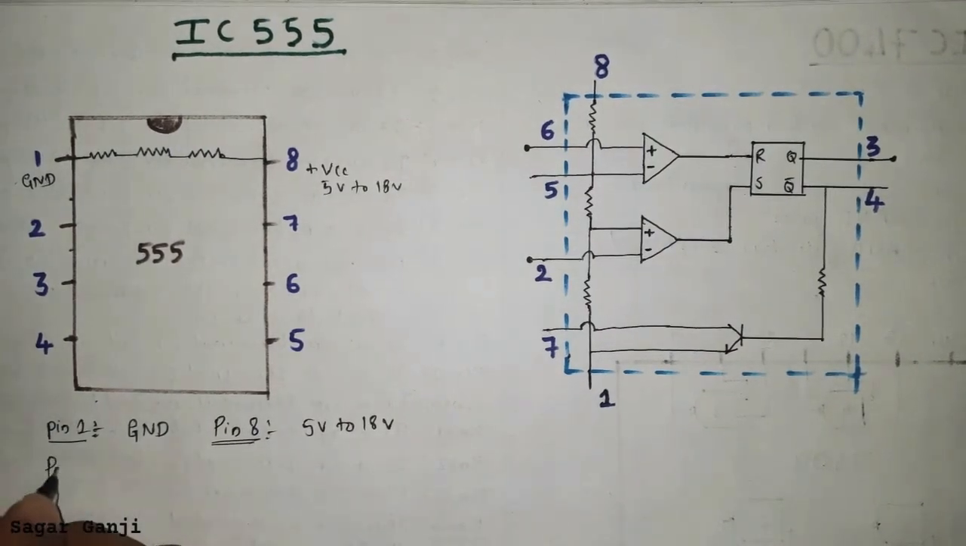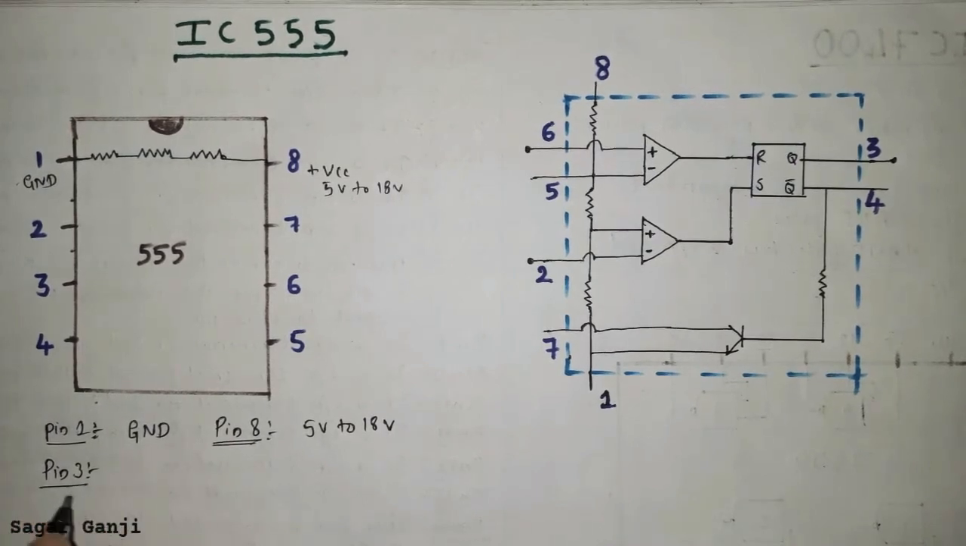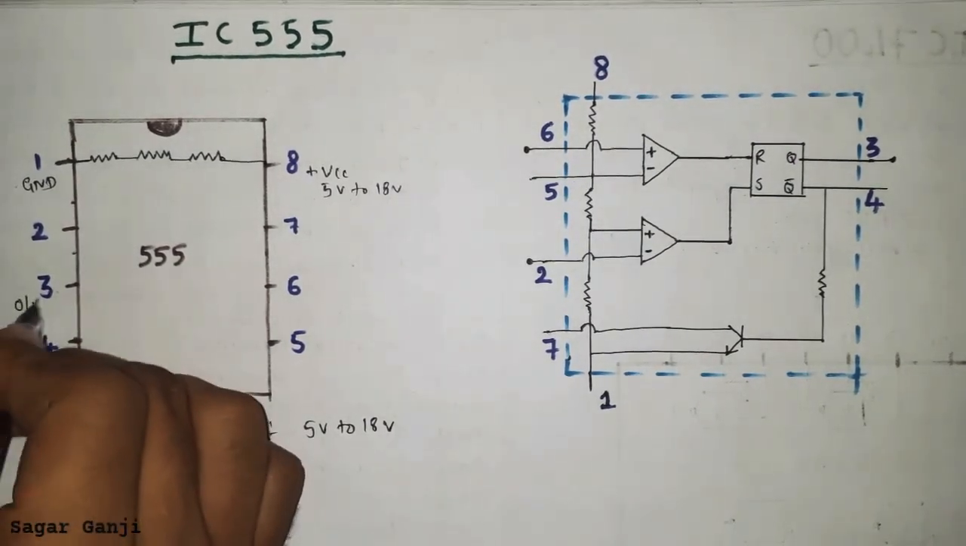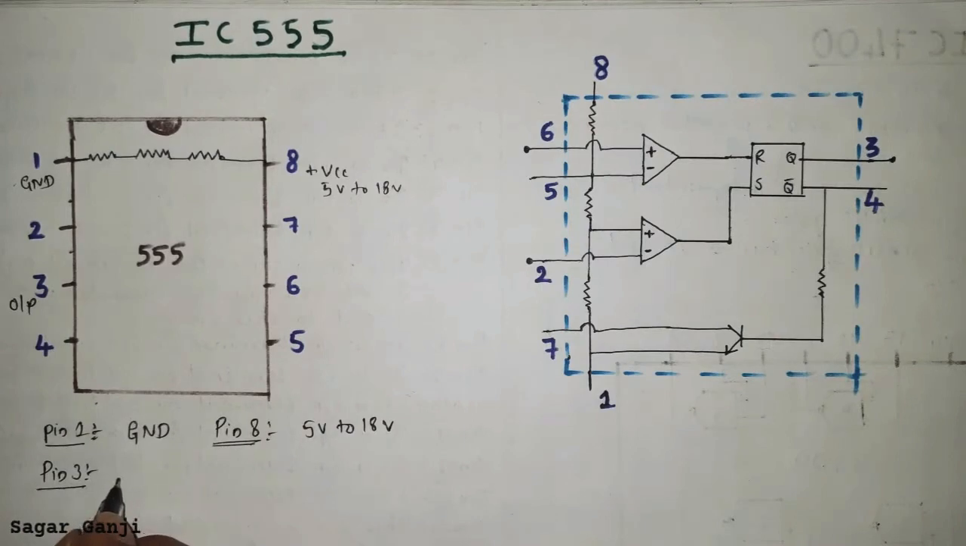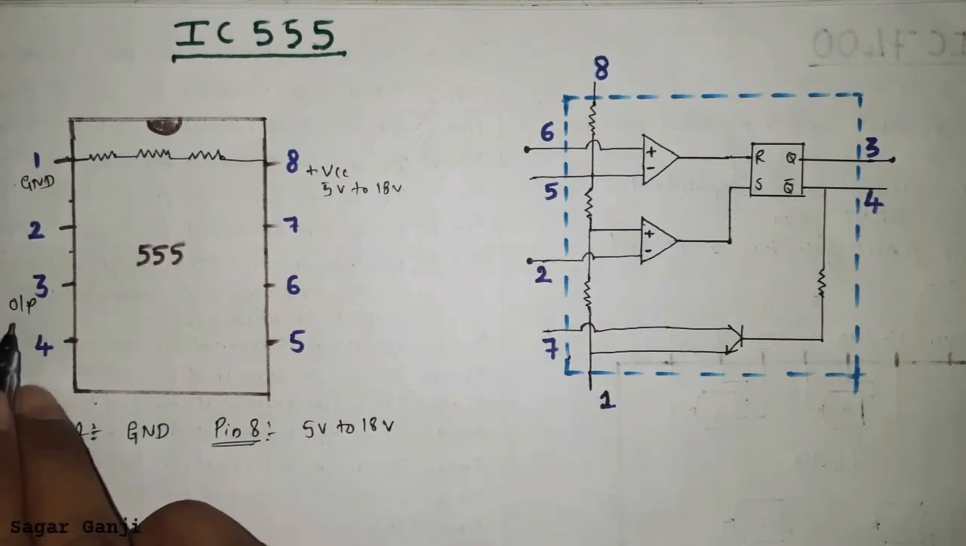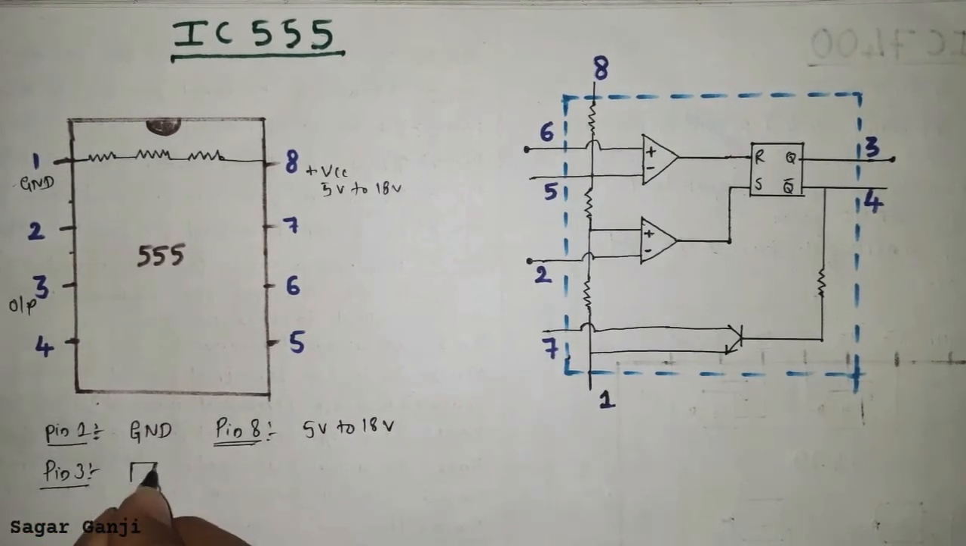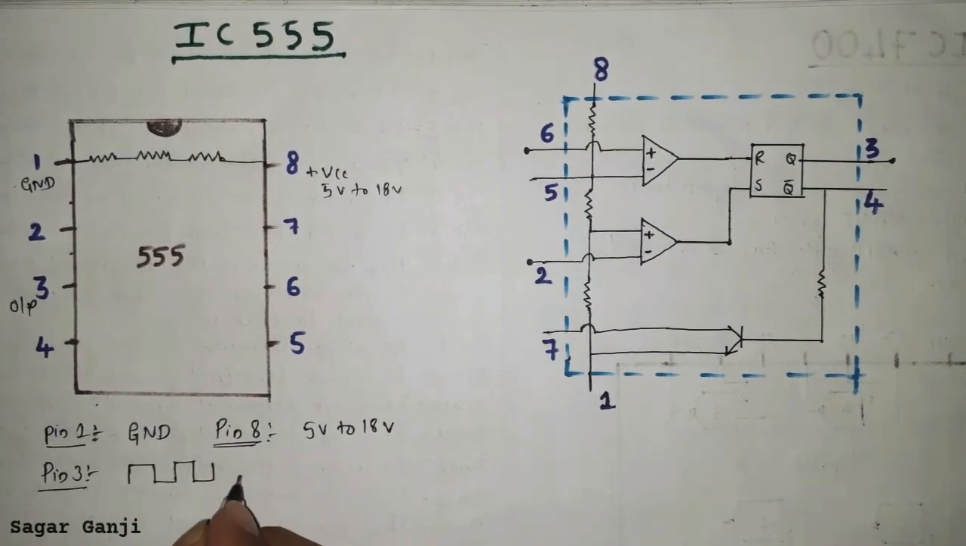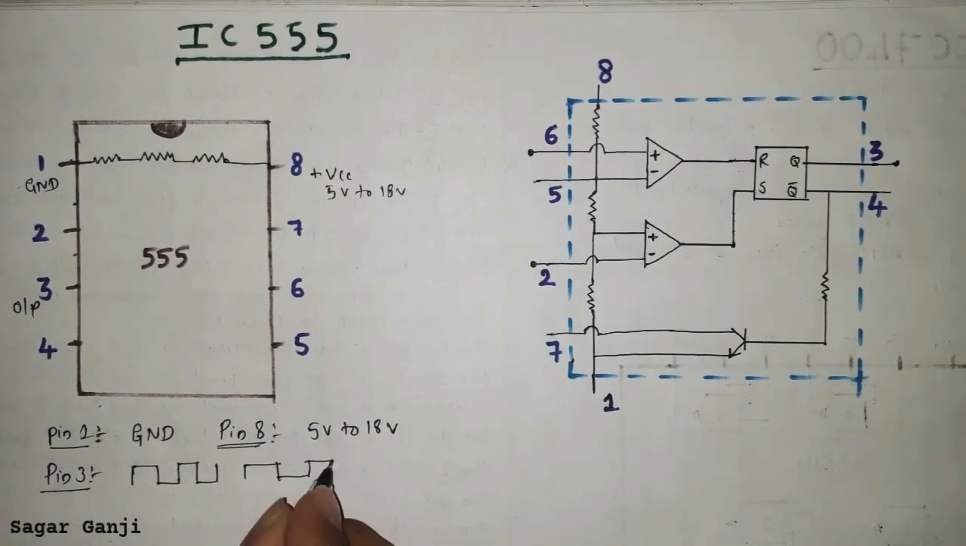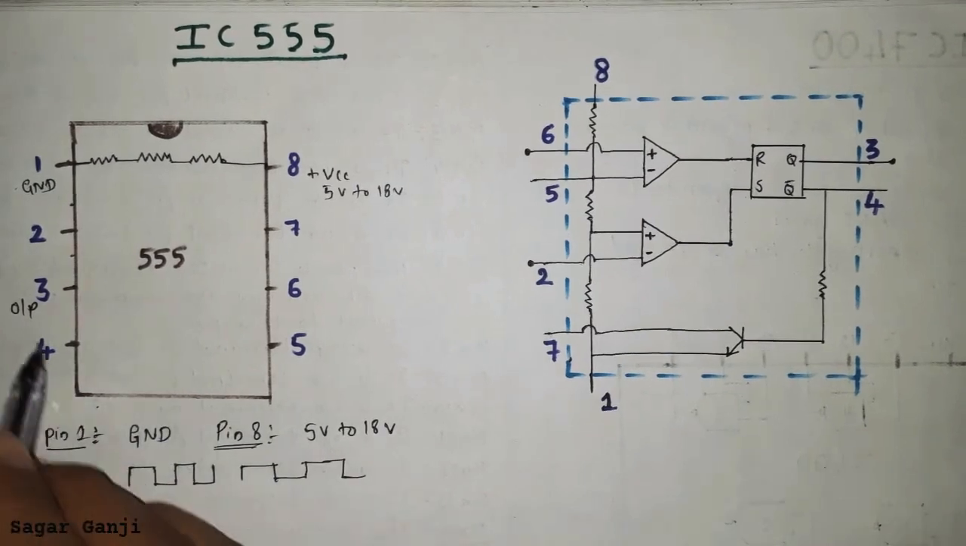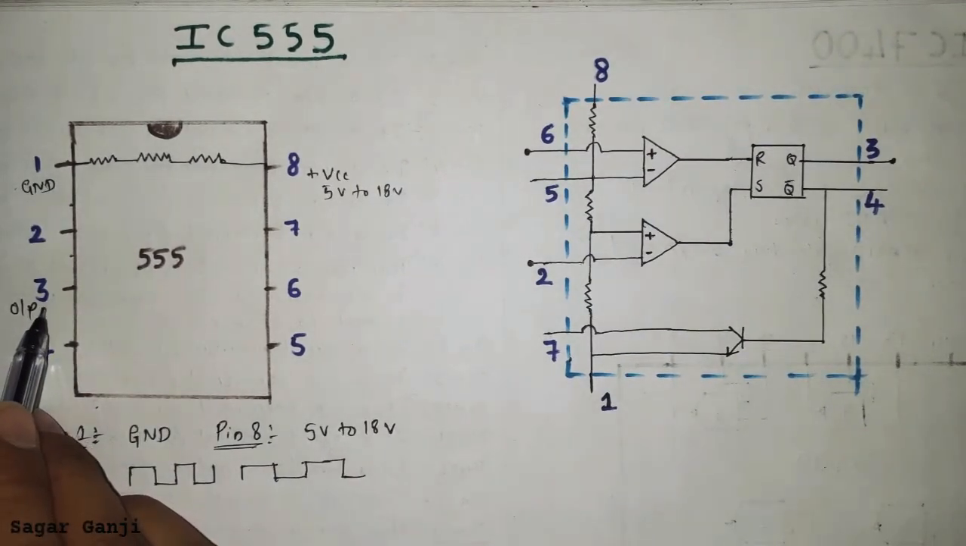And let us consider pin number 3. Pin number 3 is an output pin. The output waveform is taken out from pin number 3. It may be a square wave or rectangle wave. These waves are taken out from pin number 3.